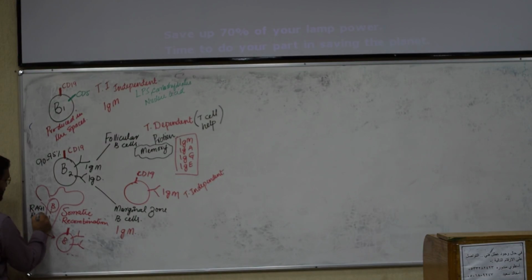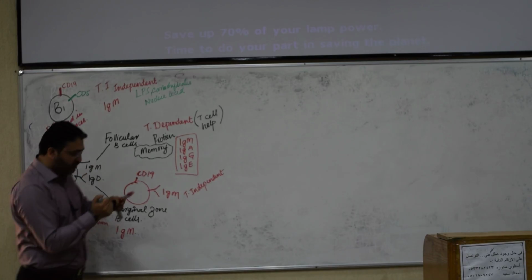RAG1, RAG2. These are the two enzymes, recombination activating genes. So for B cells, you want millions of B cell types. These millions of B cells are produced in the bone marrow by the process of somatic recombination, under the influence of two genes, RAG1 and RAG2.